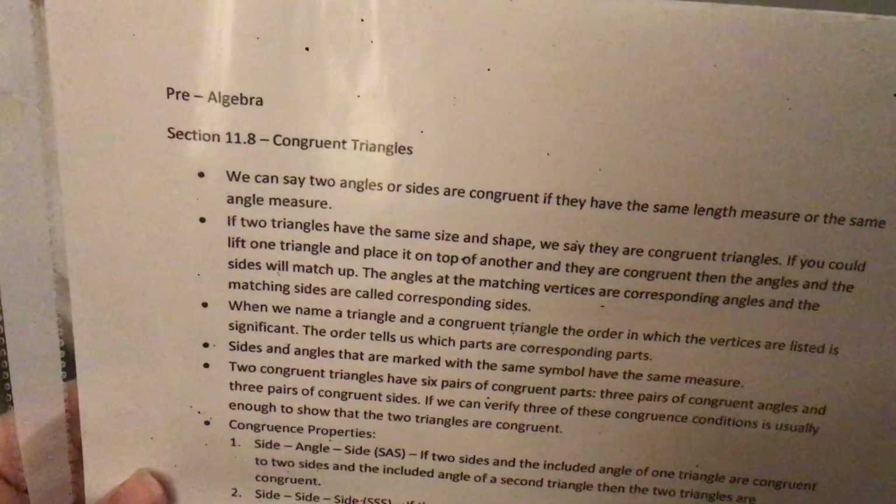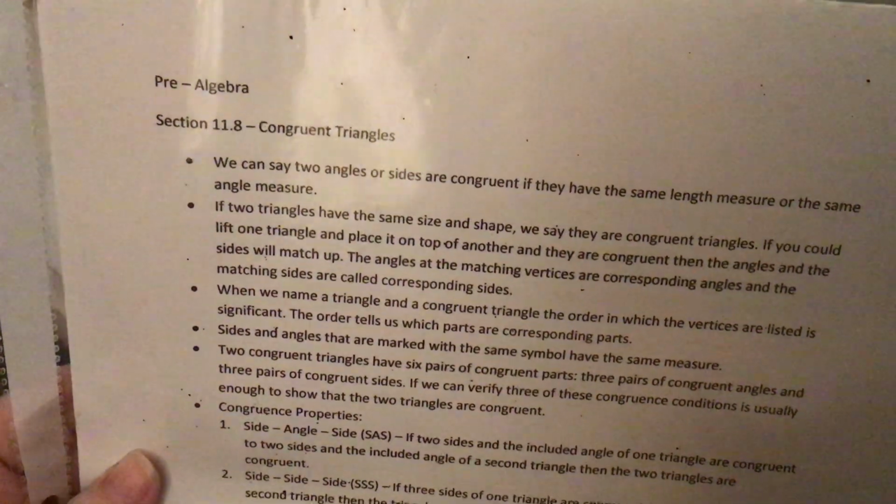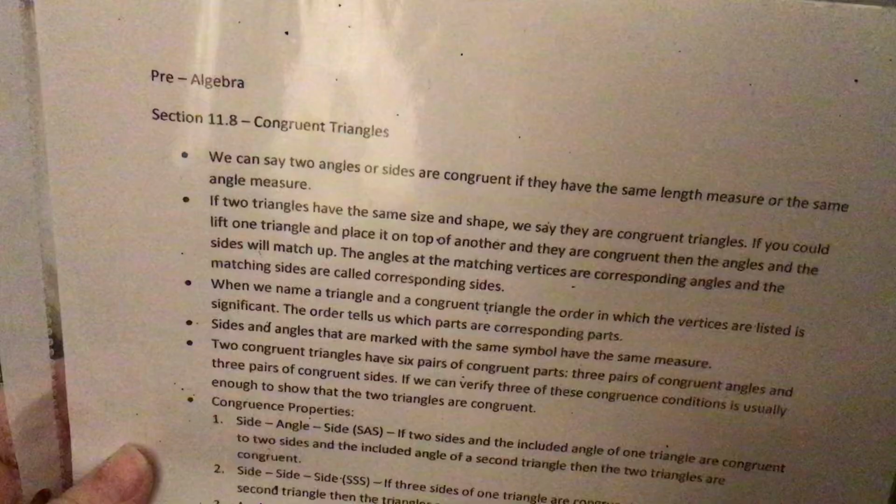All right, 11.8, so our last section of chapter 11, right? We have to talk about congruent triangles, okay? So the word congruent just implies that something has the same length or the same measure, okay? So if we say two angles or two sides are congruent, we mean they have the same length or the same measure.